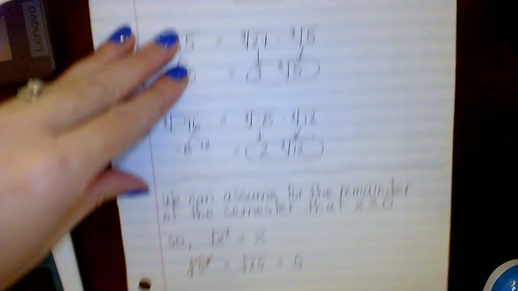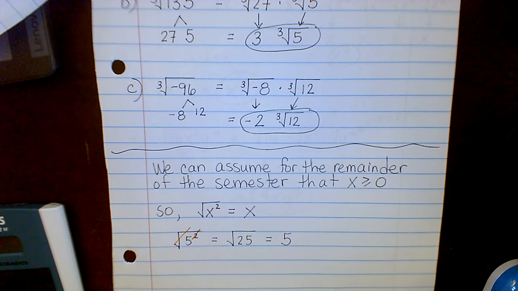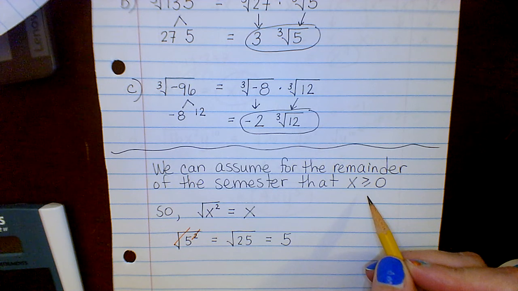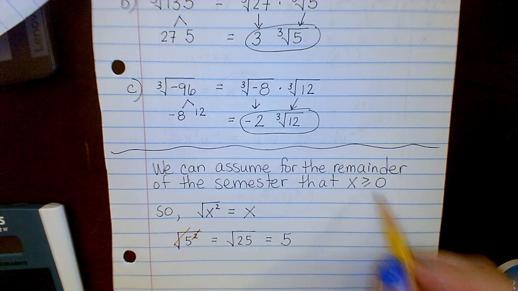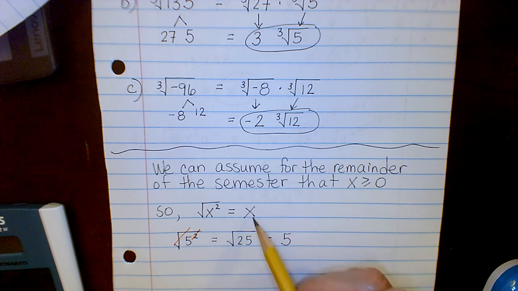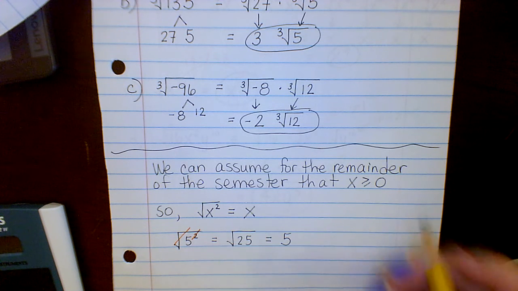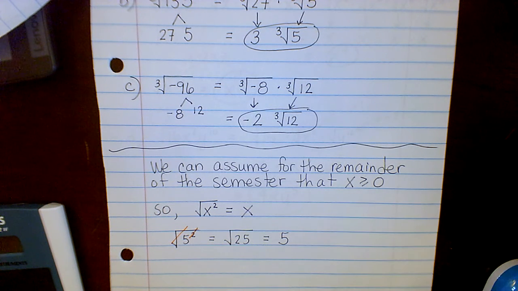Okay. Now, here's what we're going to be able to assume. We're going to assume for the remainder of this semester that x is going to be positive or 0 for these, okay? That's important because then if you take the square root of x squared, you're just going to get x. That's always true as long as x is greater than 0.